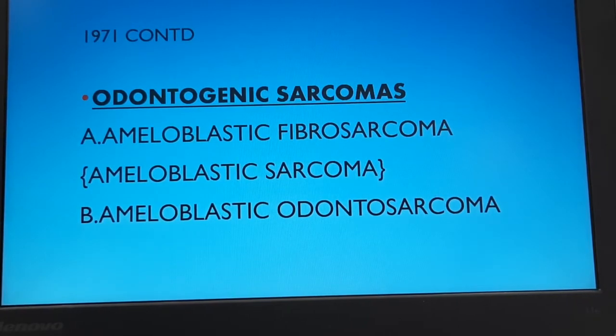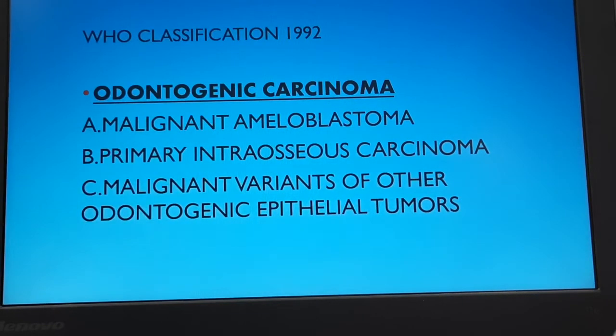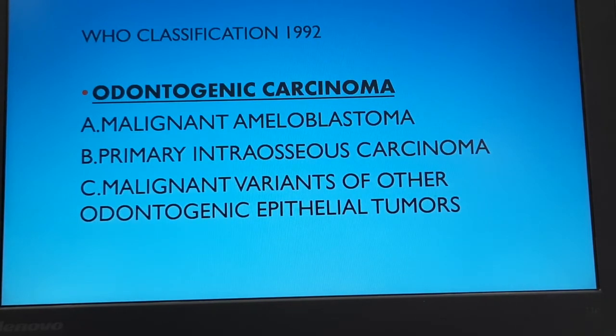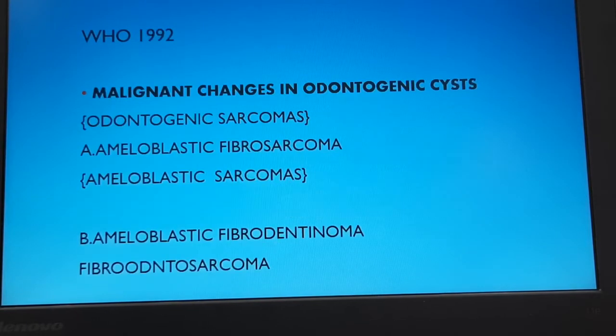The odontogenic sarcomas, which are of connective tissue origin, comprised ameloblastic sarcoma, ameloblastic fibrosarcoma, and the ameloblastic odontosarcoma. Finally, the odontogenic carcinoma were described as a malignant variety, described as malignant ameloblastoma, the primary intraosseous carcinoma, and malignant variants of other odontogenic epithelial tumors.